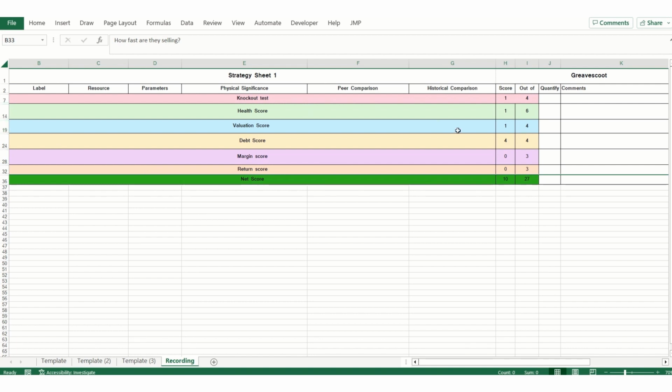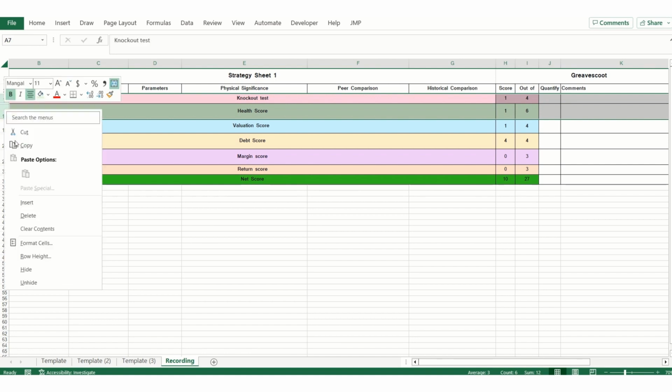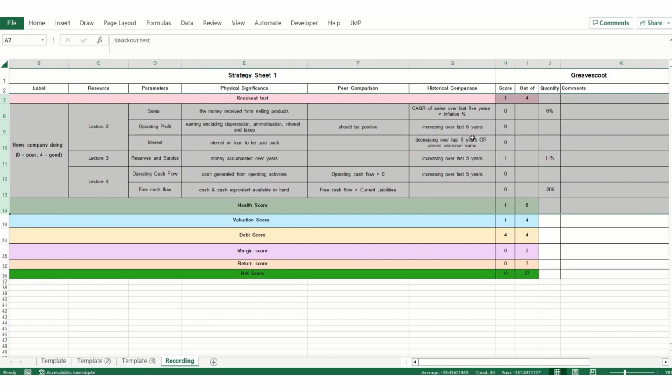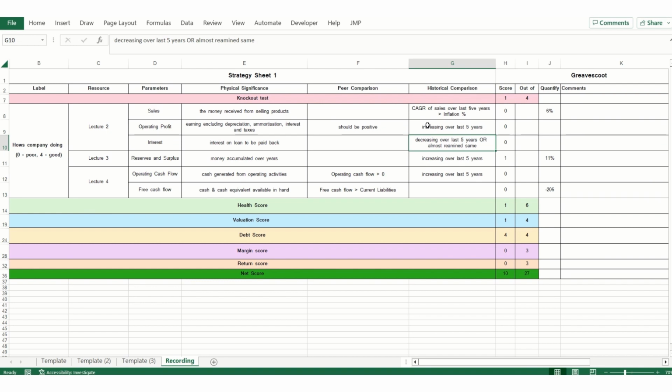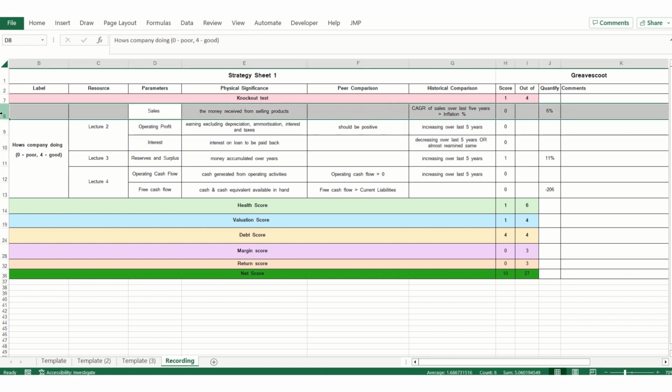It's very easy. Now you can see the knockout score was 1 out of 4. That means the company's fundamentals were not very clear. The health score is 1 out of 6. That means the company's health is not very good. Now, if you want to go back and see what went wrong in the company's health, you can just unhide it and you will find out that its sales are really not beating inflation. Its operating profit is not increasing over the last 5 years. Its interest is not decreasing. So this is how you're going to analyze. Because when you are discarding a company from your portfolio or from your basket, when you analyze in detail, you should have these answers, right? So let's hide them again.